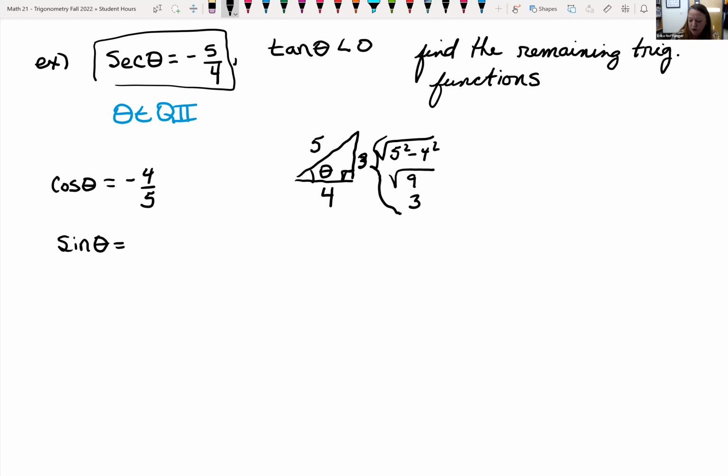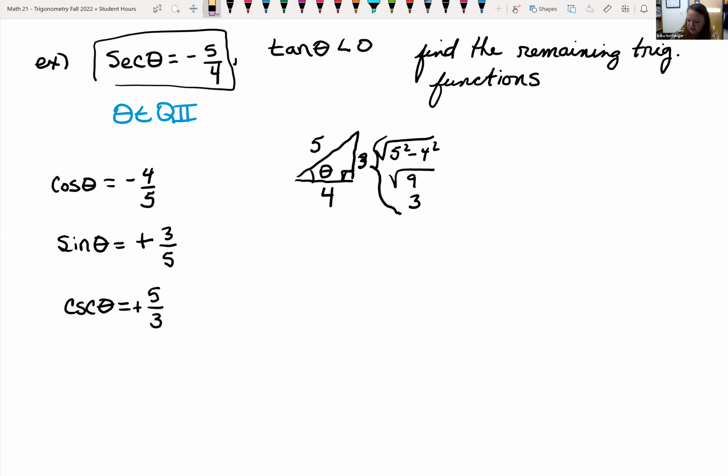Sine theta, we're in quadrant 2, so it's positive. And sine theta is opposite over hypotenuse, so this would be positive 3/5. Cosecant theta, that's 1 over sine theta. So the reciprocal of sine theta would give me back 5/3, and it's also positive in quadrant 2.